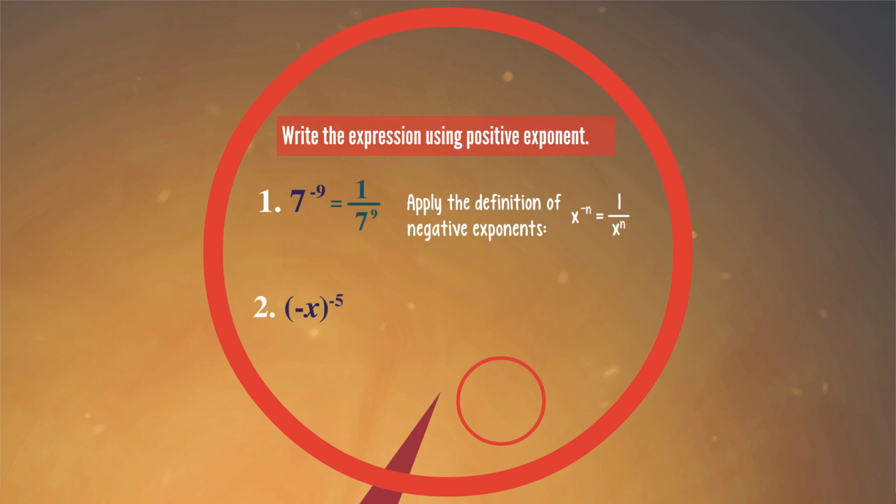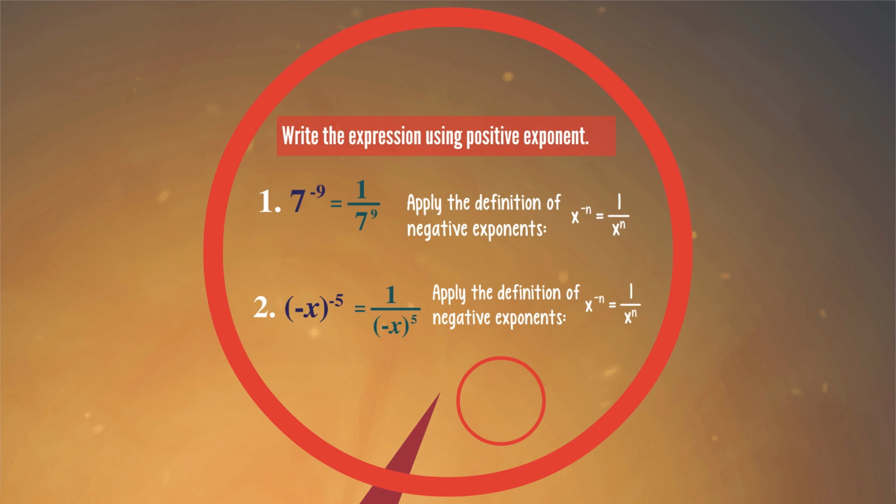The next expression is negative x raised to negative 5. We will also apply the definition of negative exponents in solving this. Doing so gives us 1 over negative x raised to the 5th power. Thus, negative x raised to negative 5 is 1 over negative x raised to the 5th power. Take note, we only changed the sign of the exponent but not the sign of the base.